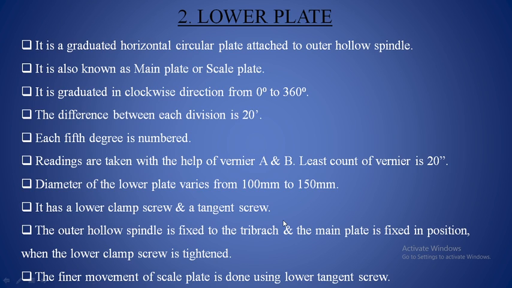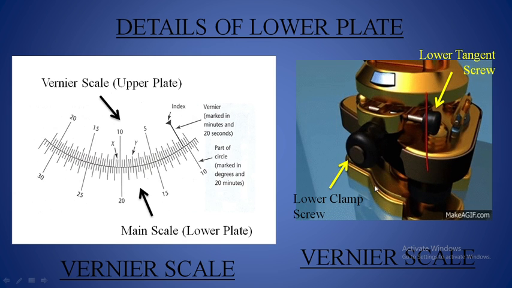The lower plate is fixed to the outer hollow spindle. There will be 2 spindles, one outer spindle and the other an inner spindle. The inner spindle will be solid in nature and the outer spindle will be hollow in nature. This lower plate will be attached to the outer hollow spindle. Here you can see the lower clamp screw, which is used to lock the movement of the lower plate, and this is the lower tangent screw, which is used for the finer movement of the lower plate. The lower plate is nothing but the main scale or scale plate.